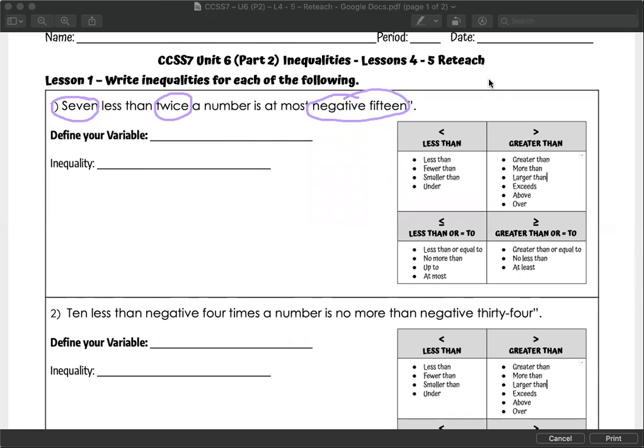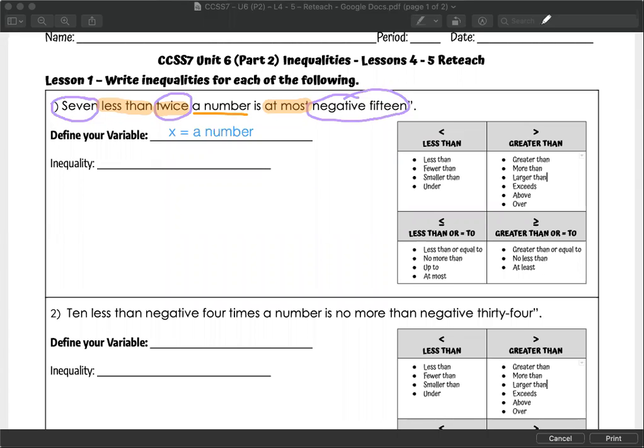I am also going to highlight key words in here. I see less than, twice is also a keyword, and then at most. And then I'm underlining our unknown, a number. So for my variable, I'm just going to say x equals a number. And then let's figure out the important stuff here.